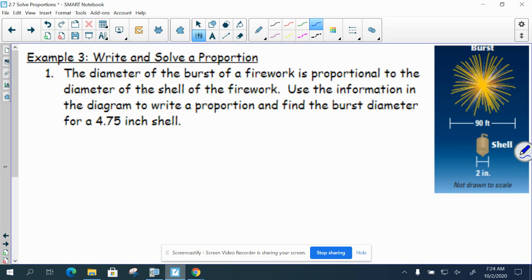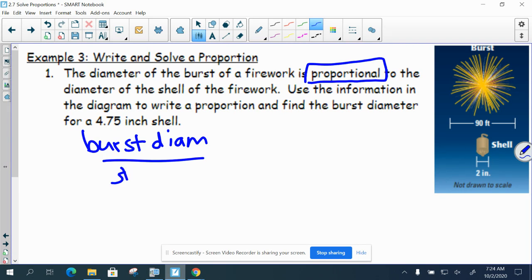So number 1, since the diameter of the burst of a firework is proportional, okay, that's a key word here, and that tells us that we're going to be setting up a proportion for this problem. So the diameter of the burst of the firework is proportional to the diameter of the shell. So we have the burst diameter over the shell diameter. Okay, that's what that first sentence means.